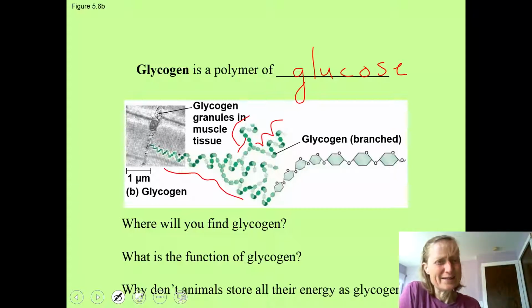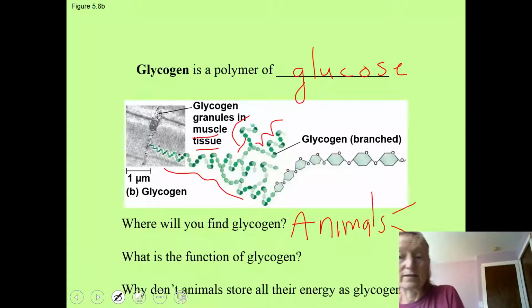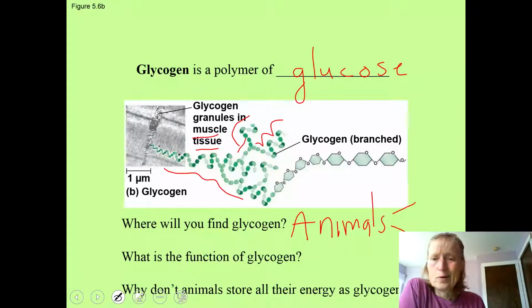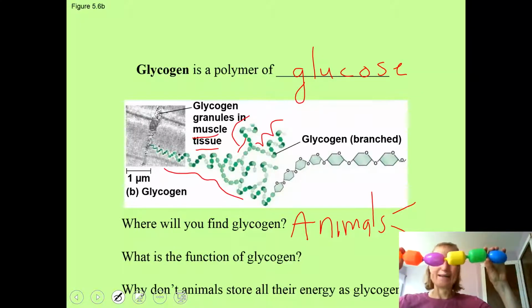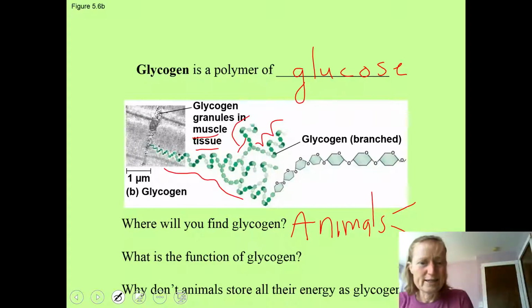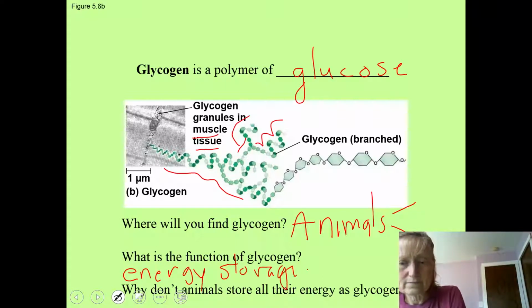Where are we going to find glycogen? Well, let's look at the picture to get a clue. Oh, it's in muscle tissue. Oh yeah, we're going to find glycogen in animals, usually in muscle cells and in the liver. Okay. What do you think glycogen does? Big chains of glucose. It's got to be a source of stored energy. It's a great source of energy storage in animals. It's a little bit different than starch.